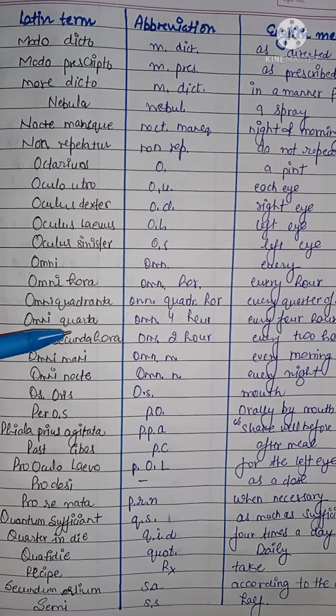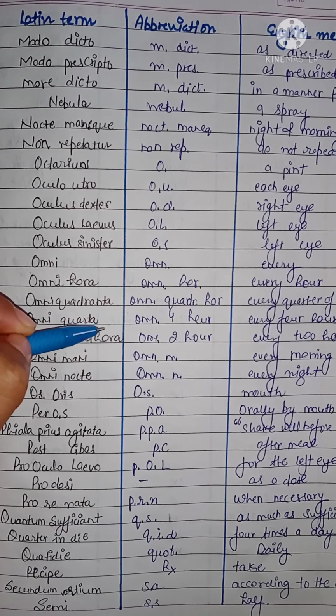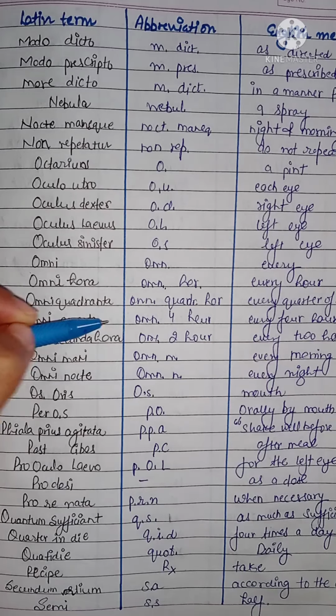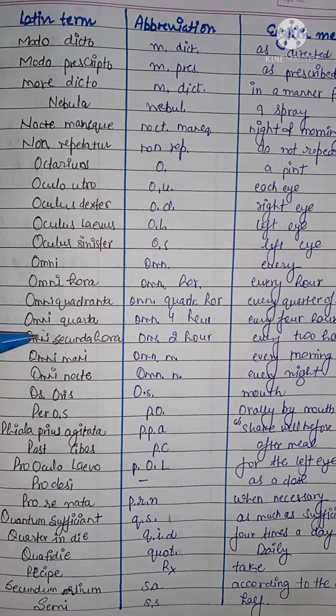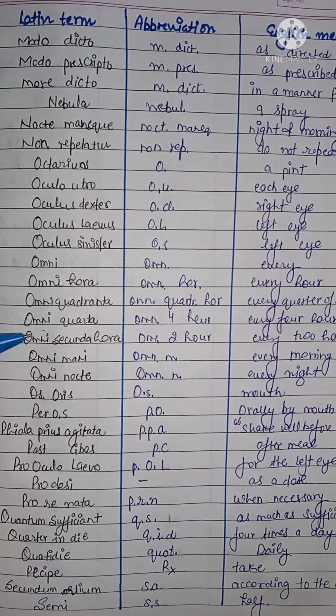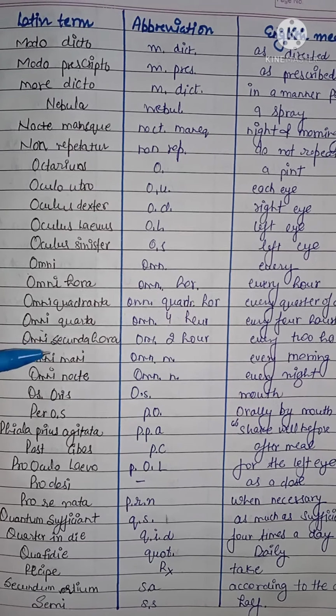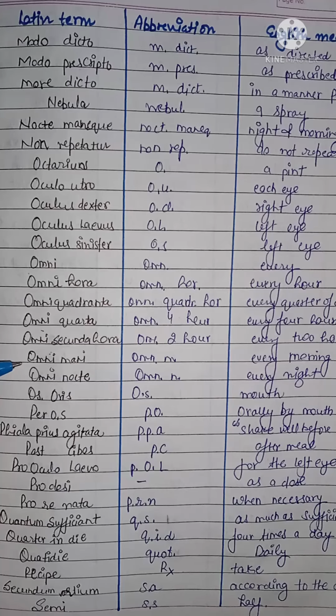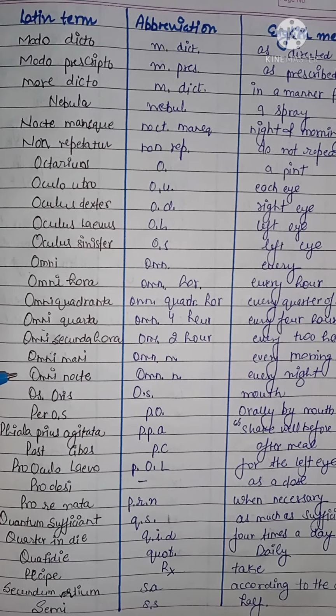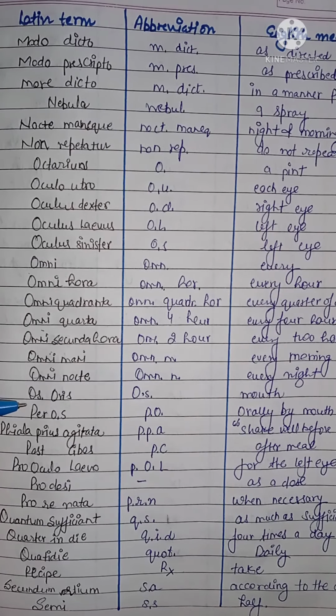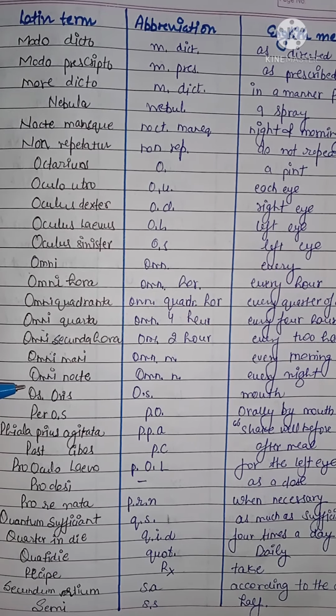Omni quarta hora means every 4 hours. Omni secunda hora means every 2 hours. Omni mane means every morning. Omni nocte means every night. Os means by mouth. Per os means orally by mouth.